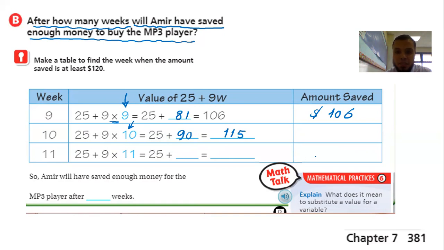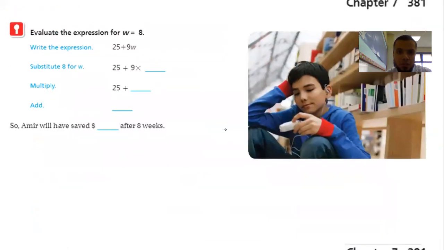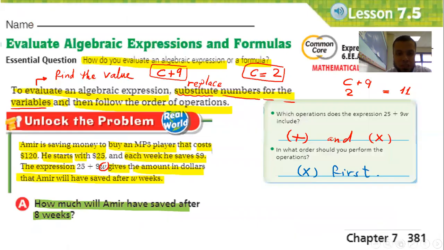So Amir, after 10 weeks, he has had $115. Let's try. Ask yourself, is this money enough to buy the MP3 player? What does the MP3 player cost? In the question, he says it costs $120.